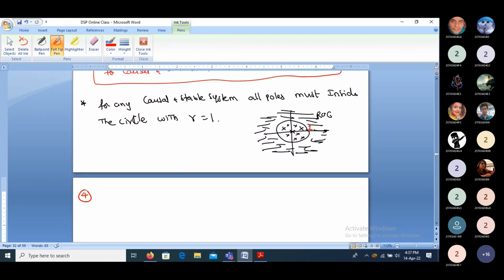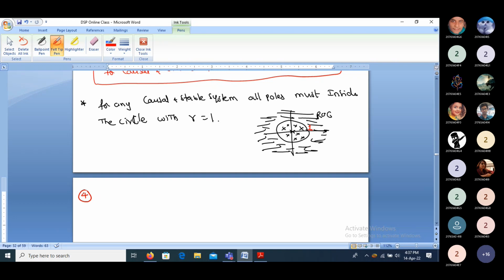Based on the location of the poles and zeros, we can conclude whether the system is stable or not. Clearly, the links are given one by one. First is the system transfer function H of z, then the poles and zeros, and plot the poles and zeros on the pole-zero plot. And if all the poles are inside the unit circle, then it is causal and stable.